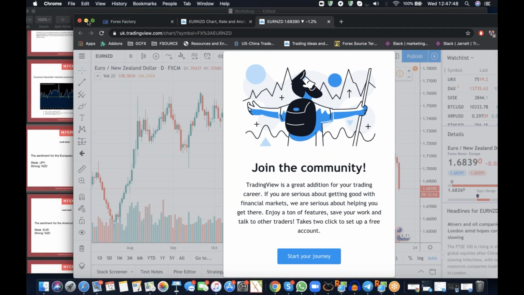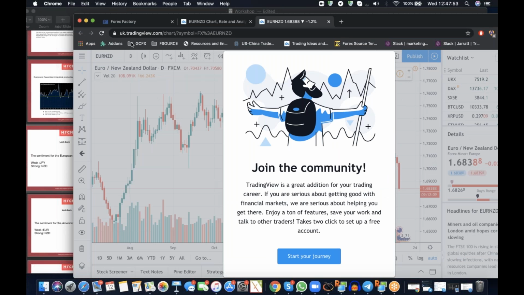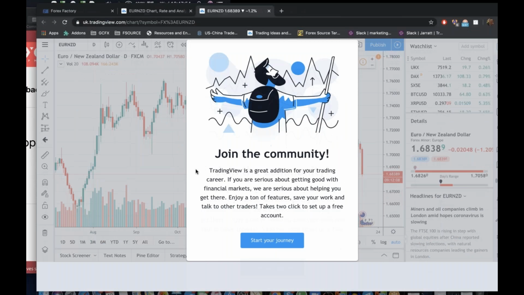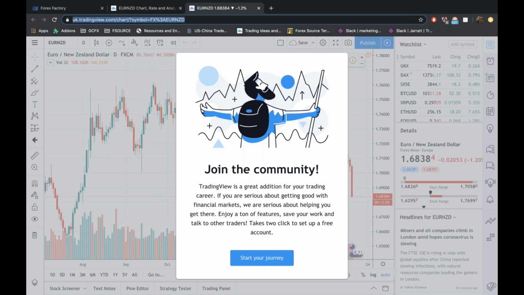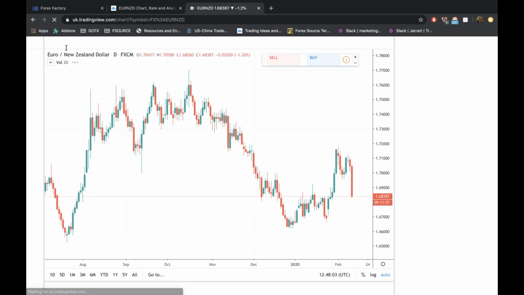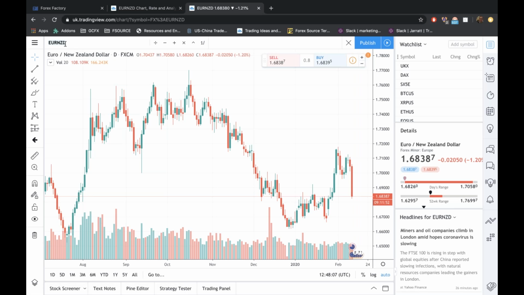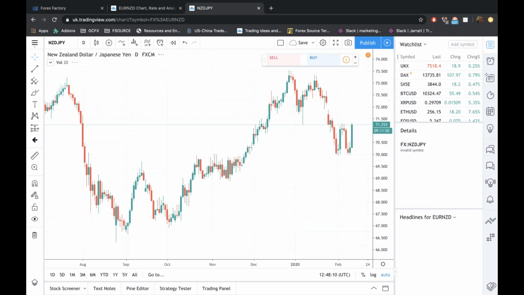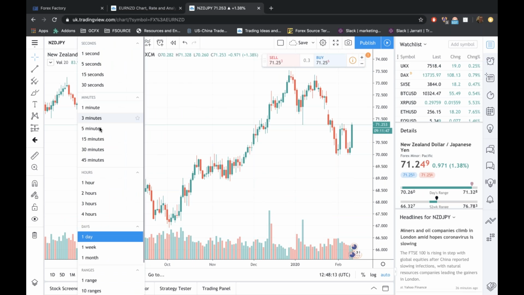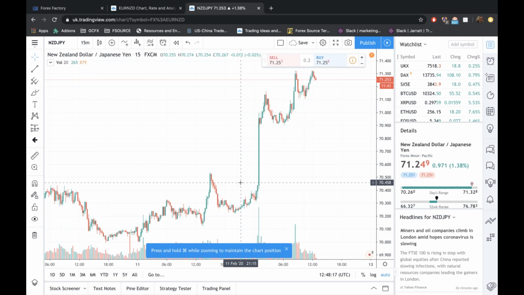I'm just gonna get rid of this. There we go. Right. We're going to look at the New Zealand dollar Japanese yen pair. And we can see the strong bids come into the market.